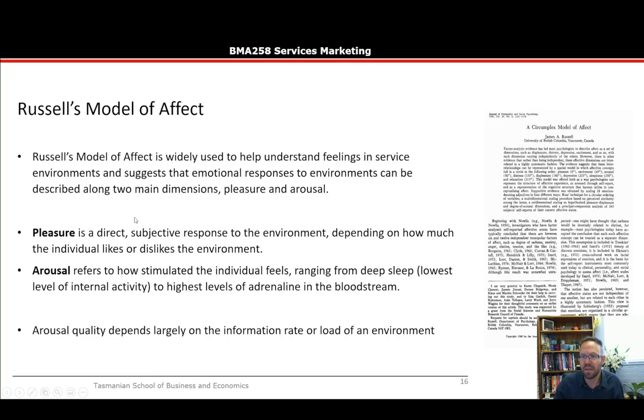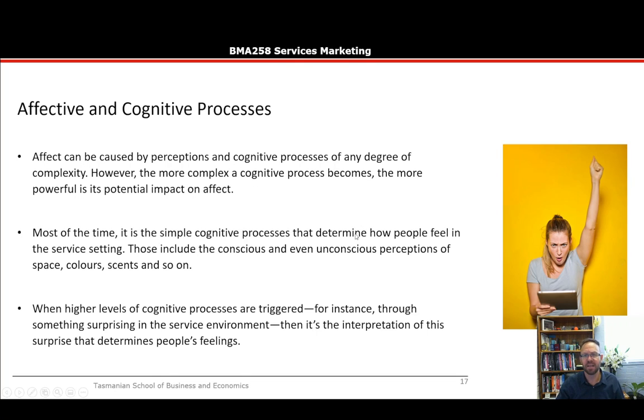So let's have a look now at the affective and cognitive process. Affect can be caused by perceptions and cognitive processes of any degree of complexity. However, the more complex a cognitive process becomes, the more powerful it is in its potential to impact on that affect, so the way that we feel about it, or our emotional response to it.